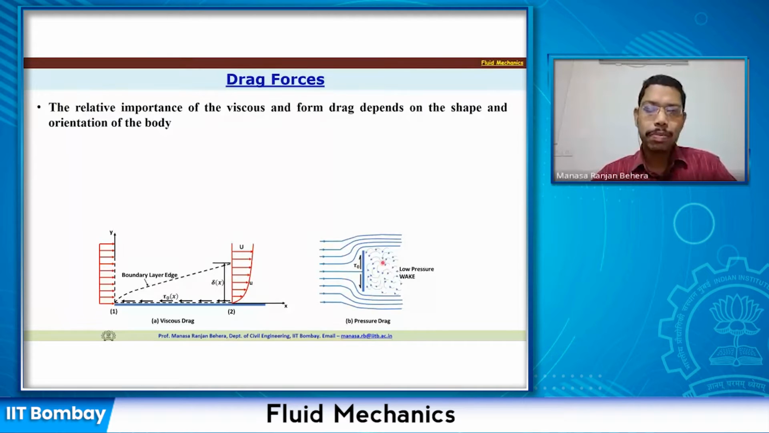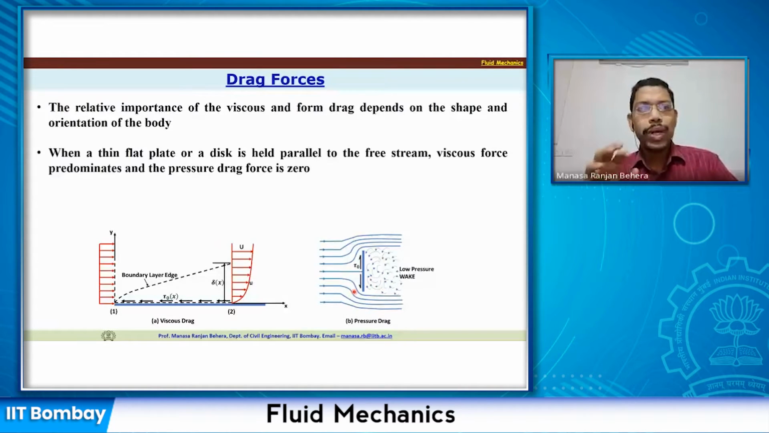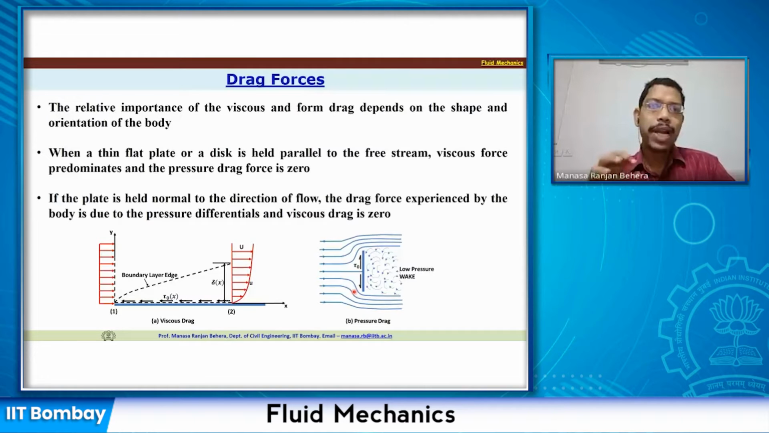Now this pressure drag is going to be higher in such scenarios where the body is completely obstructing the flow. So when a thin flat plate or a disc is held parallel to the free stream, viscous force dominates and pressure drag is going to be zero, or it tends to zero. Similarly, if the plate is held normal to the flow direction, then the drag force experienced by the body is due to the pressure differentials, and the viscous drag is almost zero.